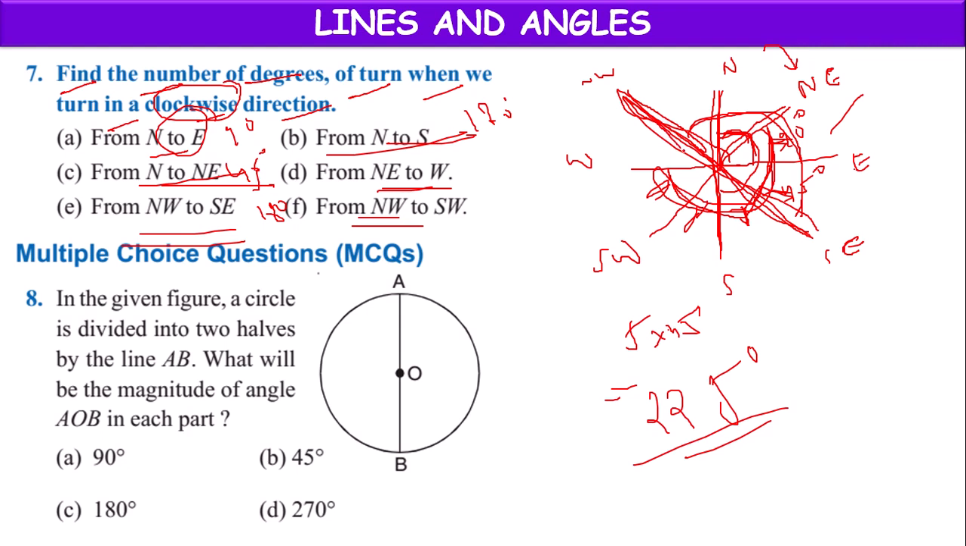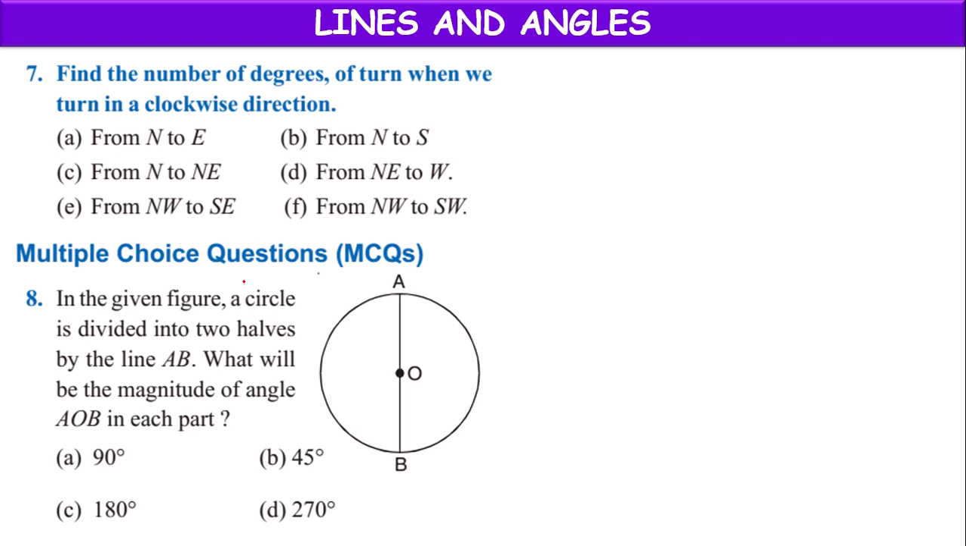Northwest to southwest, in this direction, this angle is 45 plus 45, 90 degrees. You can draw the picture and you can practice the questions, children. Already we have discussed so many types of questions now. You can draw the picture and you can try.